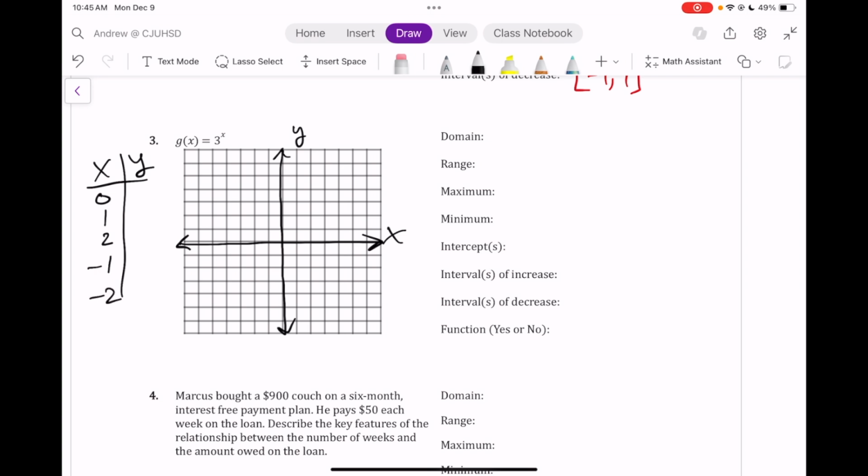3 to the 0 is 1. 3 to the 1 is 3. 3 to the second is 9. 3 to the -1 is 1/3. Covered this in the last unit. And this is 1/9. So we go to plot those points. 0, 1, 1, 3, 2, 9. That's off the graph. -1, 1/3. And probably -2. So that's so close. Probably can't even see it.